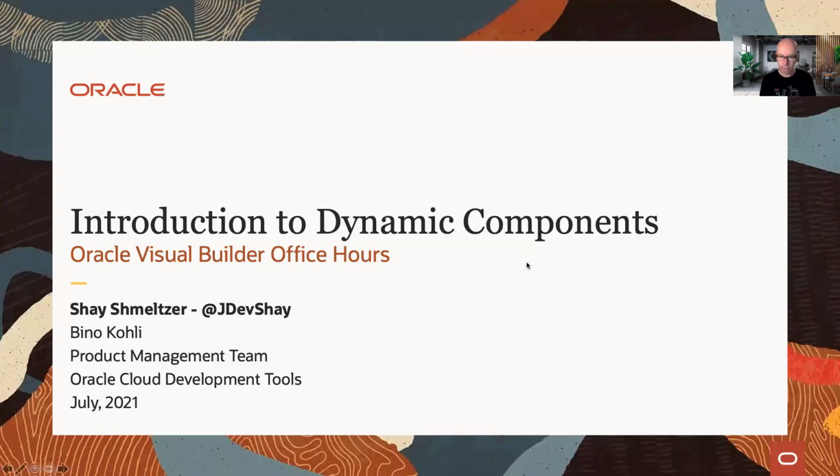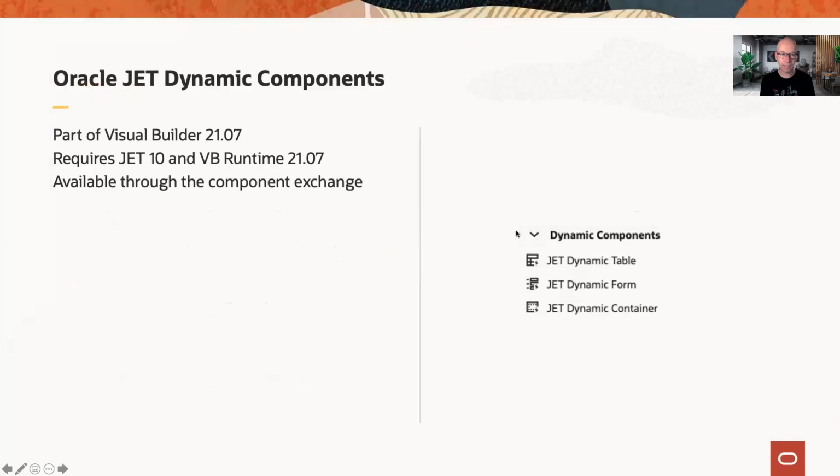All right, so what are the dynamic components? The dynamic components are a new capability in Oracle Visual Builder. It's been introduced in version 2107 that came out a couple of months ago. They rely on having your application using Oracle Jet 10 or higher, and the VB runtime needs to be 2107, which is the version that comes with the latest release of Visual Builder.